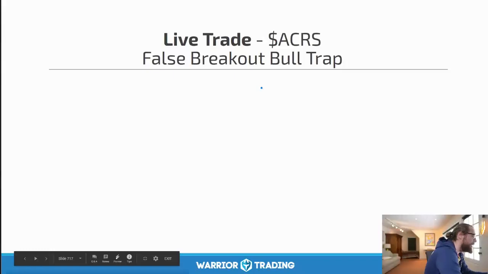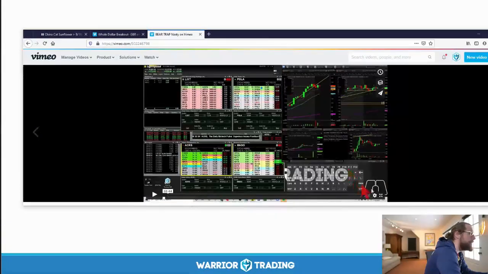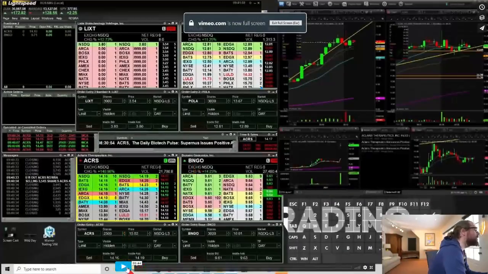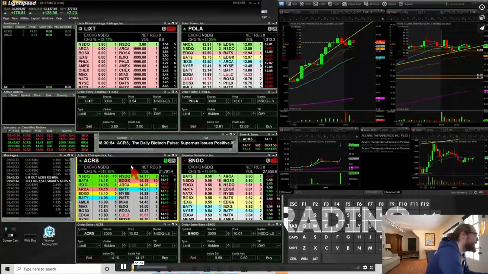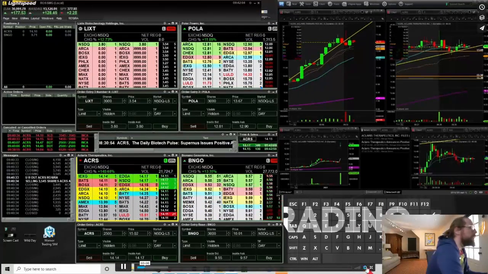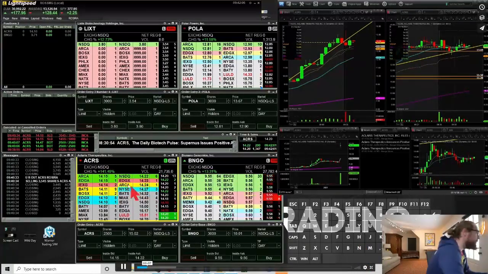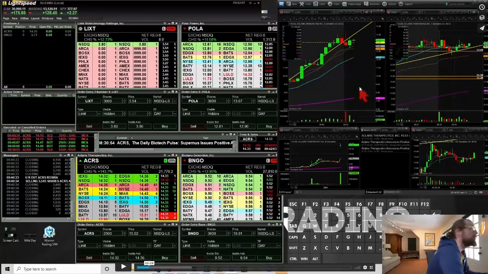So now we've got this one here. So this is going to be ACRS, a false breakout bull trap. All right, let's see what we've got. So false breakout bull trap on ACRS. ACRS is right down here. Just get oriented. All right, so what do we got here?